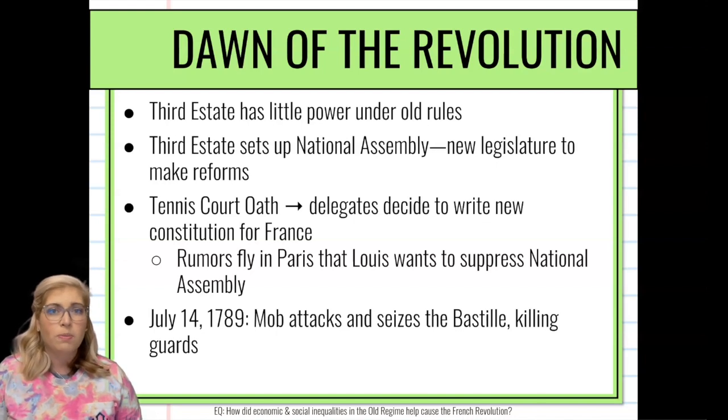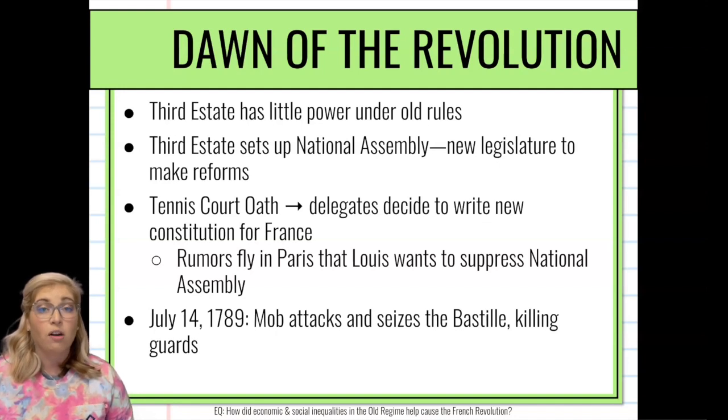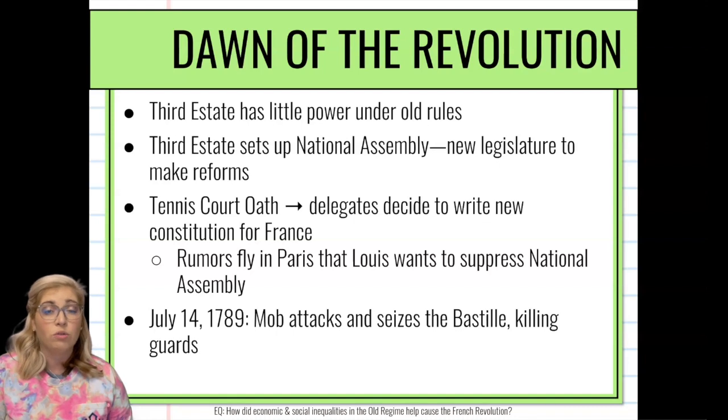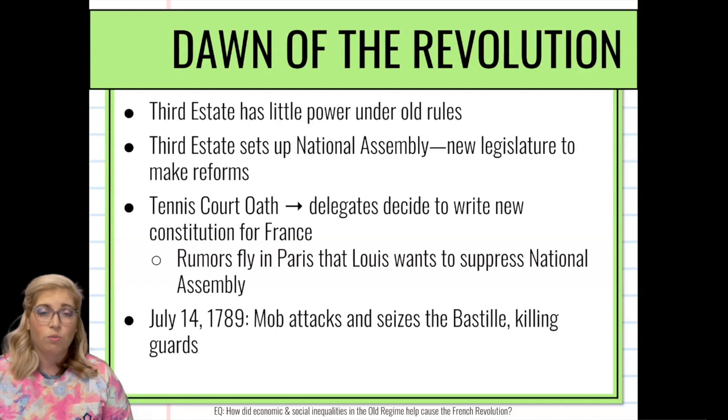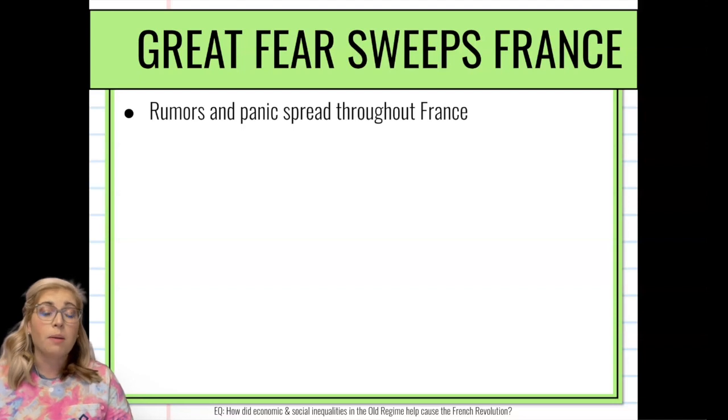The Bastille was a big weapons arsenal in France, and so you want to think of this as like their Independence Day. So if you want to compare it to the United States or the American Revolution, July 4th, 1776 is said to be our Independence Day. July 14th, 1789 would be France's Independence Day in terms of the revolution. So during this time period, we have a great fear that sweeps through France. There's a lot of rumors and panic.